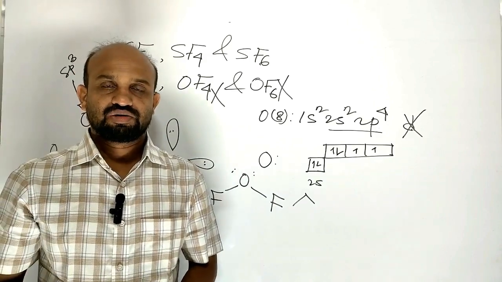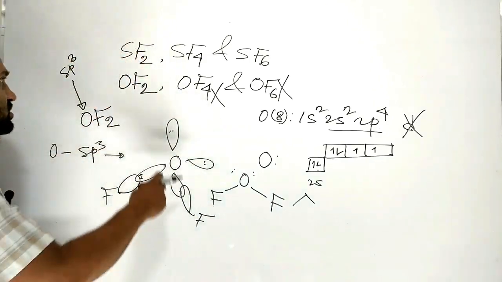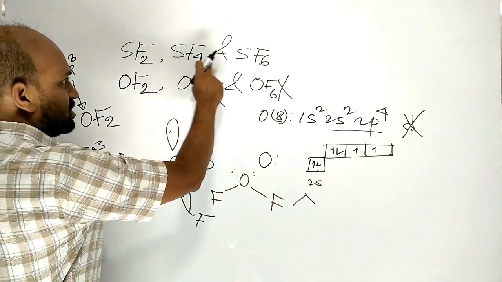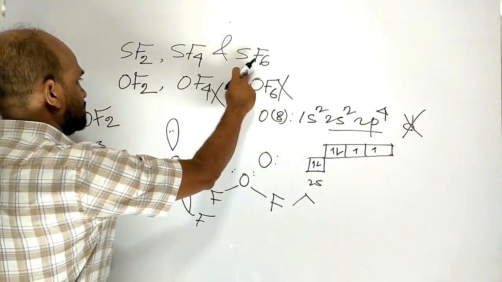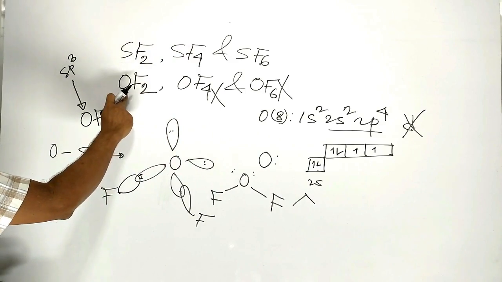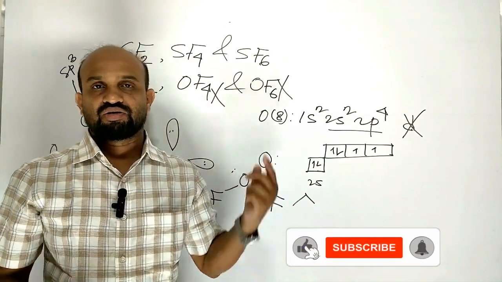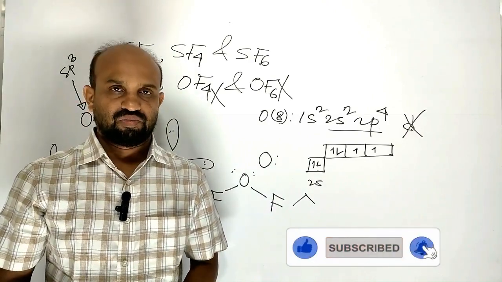This is all about molecule formation of sulfur difluoride, sulfur tetrafluoride and sulfur hexafluoride. Oxygen difluoride is formed, but oxygen tetrafluoride and oxygen hexafluoride are not formed.